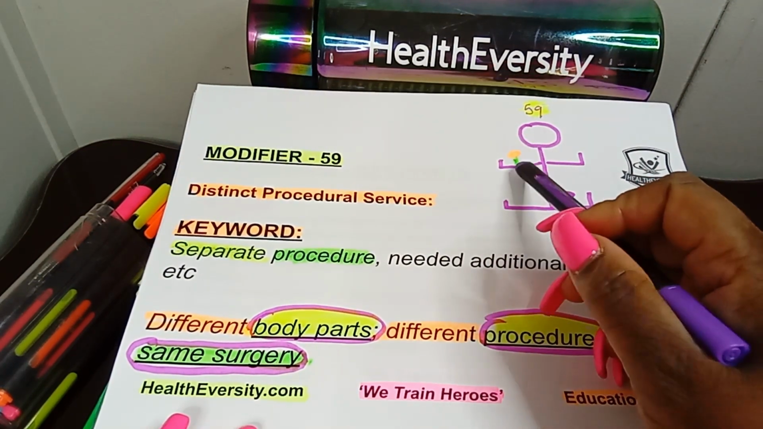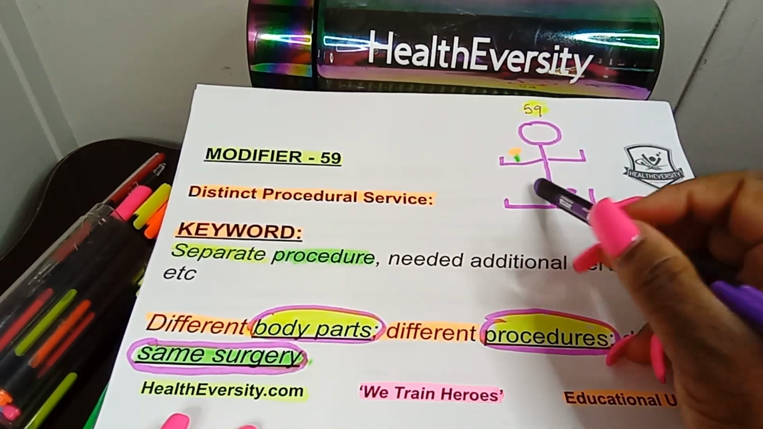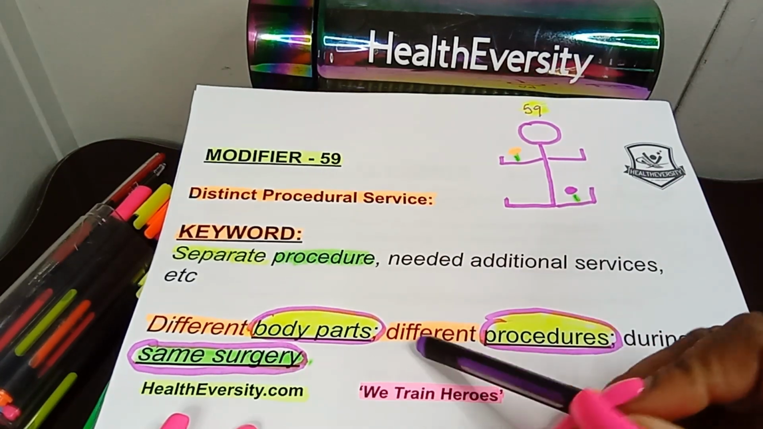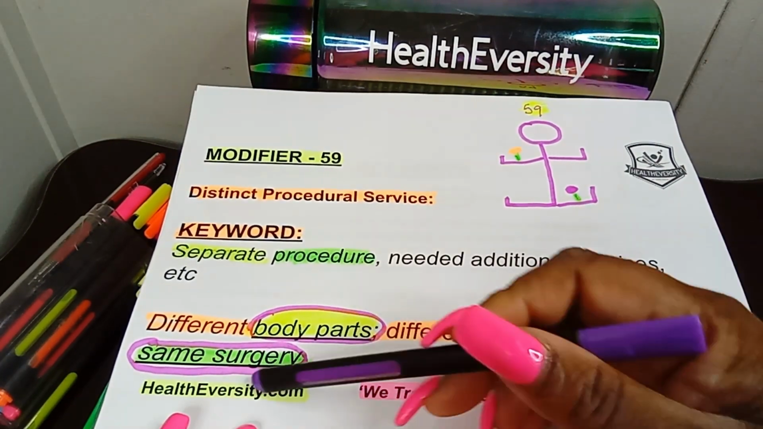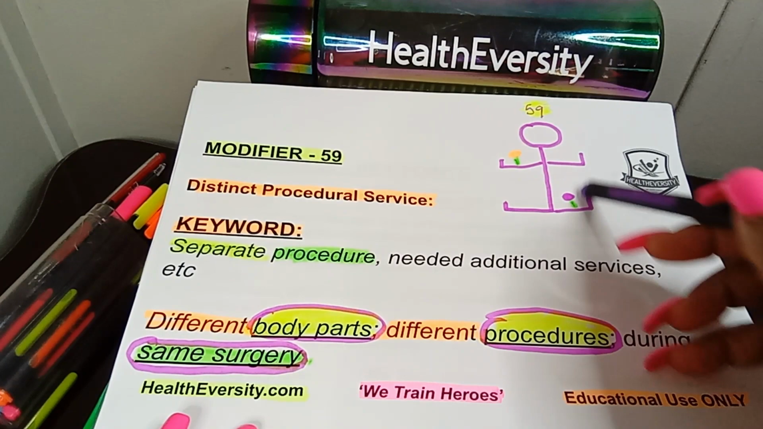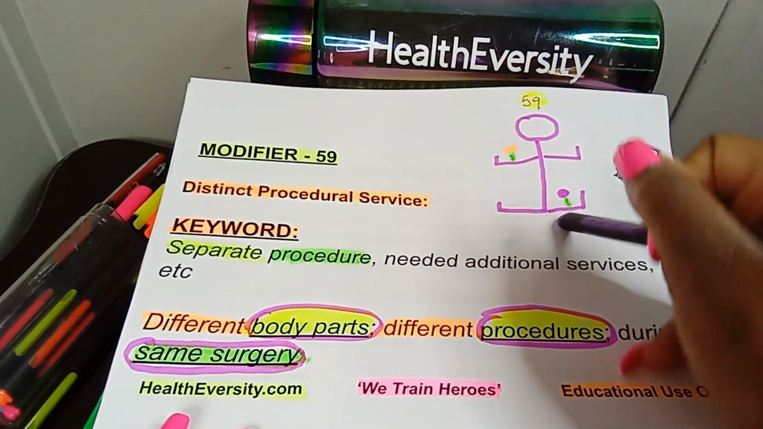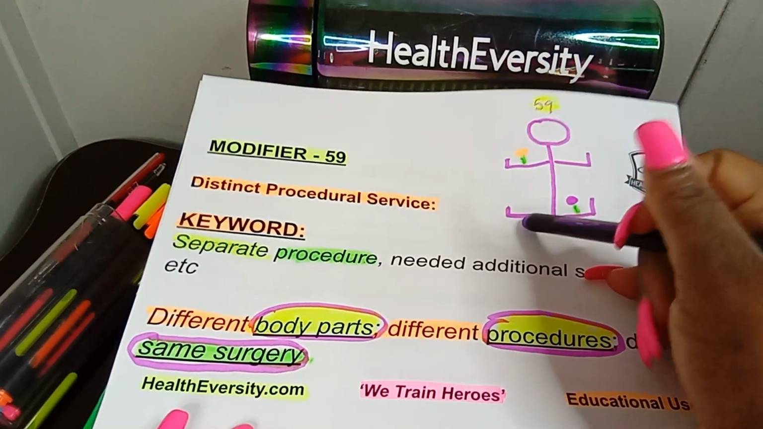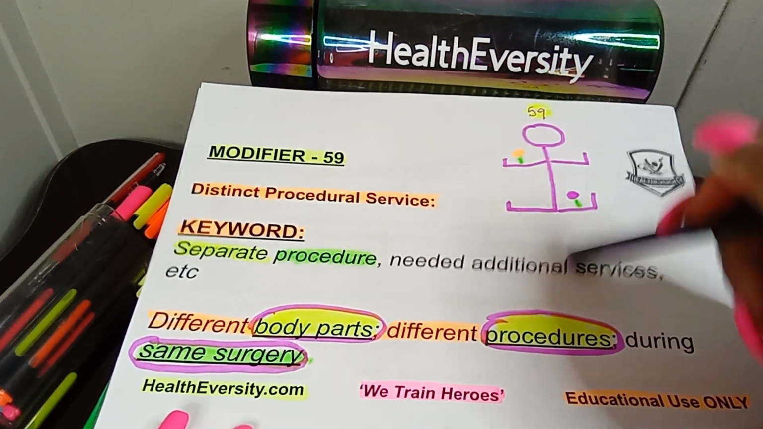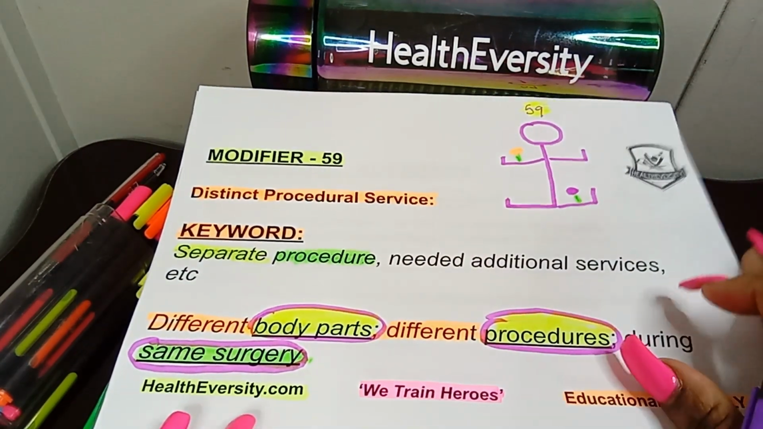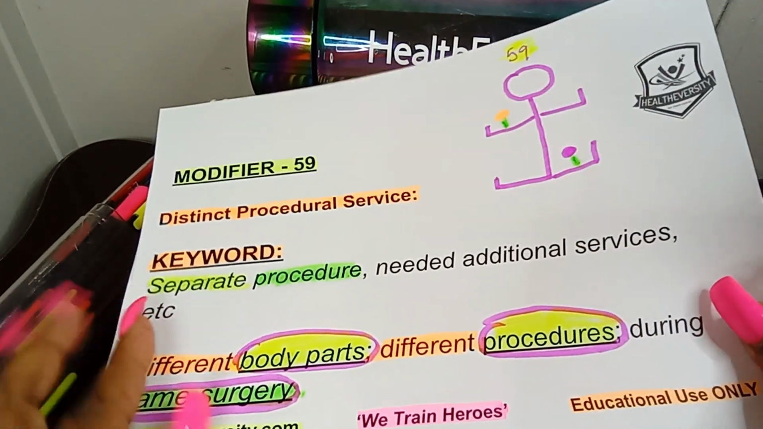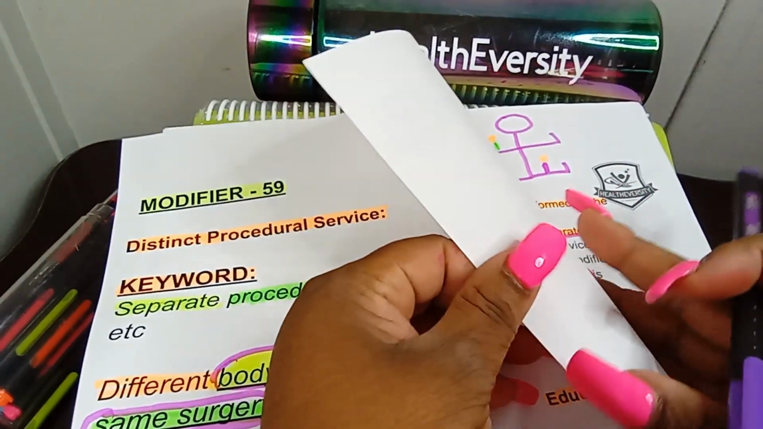So you see it has green and orange up here, and this one is green and purple up here. So it's different procedures during the same surgery. So they're basically doing these two surgeries on the same day, right? During the same surgery, different body parts, different procedures, okay? So that's how easy it is to learn them. All right, let's move on.